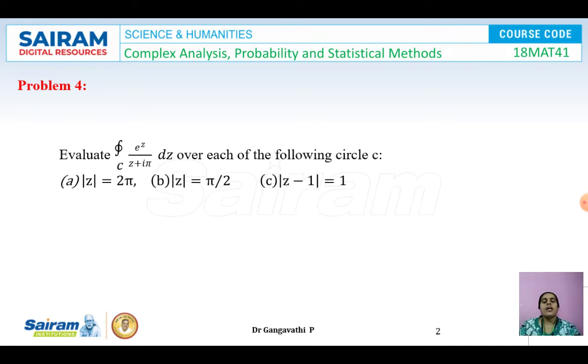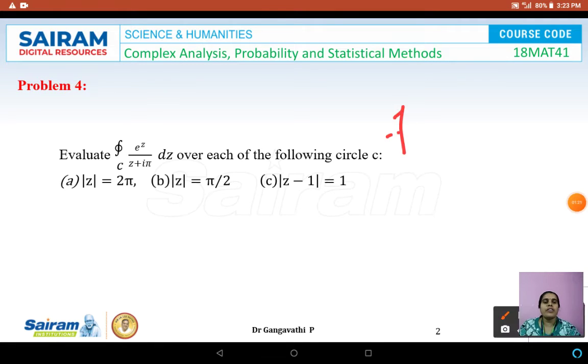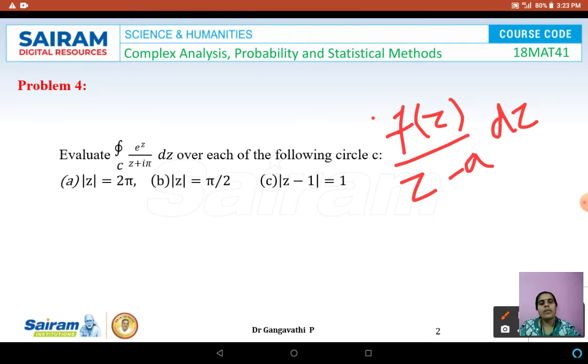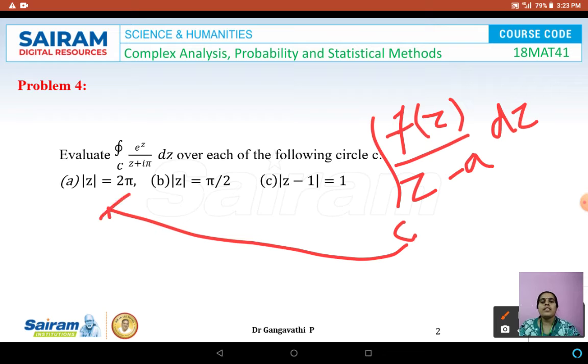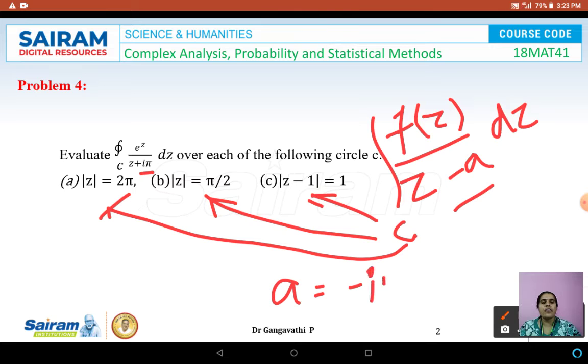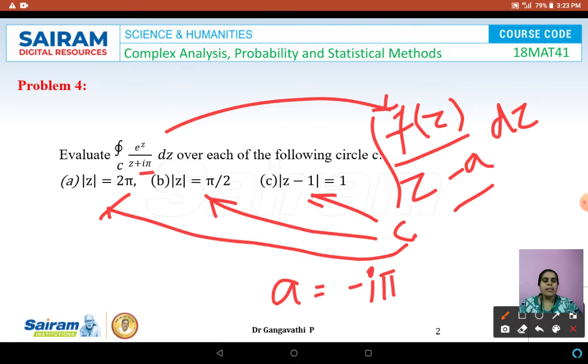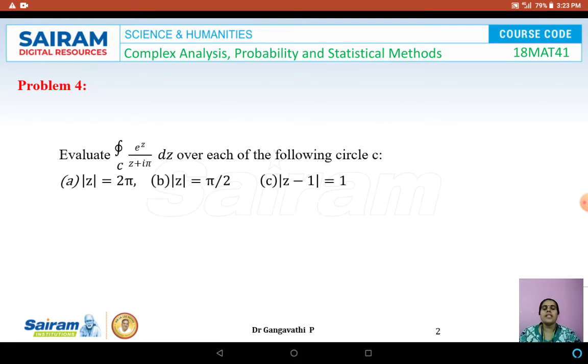Here the standard form of the problem is f of z by z minus a, dz over the integral C. For the first time we take the first curve, for the second time the second curve, and the third time the third curve. When I compare z minus a with the given problem, we get a equal to minus i pi, and f of z is e to the power of z. Keeping all this in mind, we proceed further to find the solution.